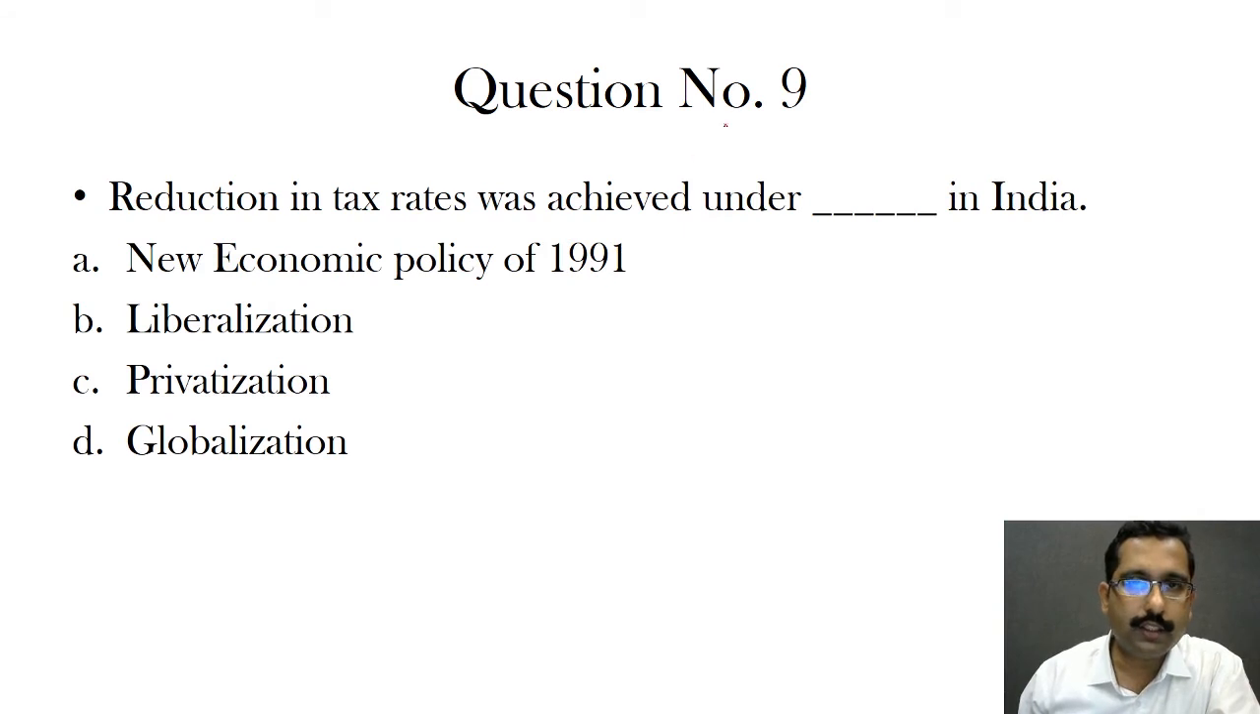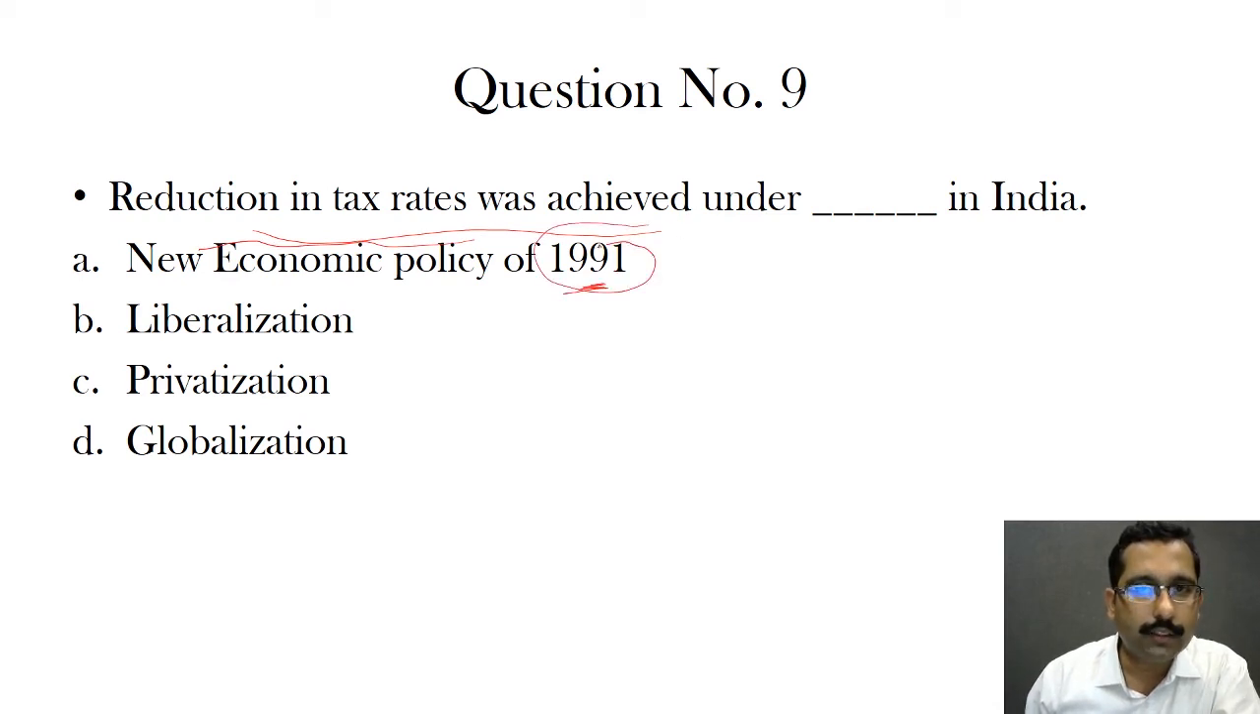The next question is question number 10. Reduction in tax rates was achieved under dash in India. This is a little tricky. The moment you read this, you will feel that tax rates were reduced according to the new economic policy introduced in 1991. This is what comes to our mind, and we may tick it. But if you look at the other options, B, C and D are liberalization, privatization and globalization. Here, the answer definitely is liberalization, because business was liberalized by reducing the tax.